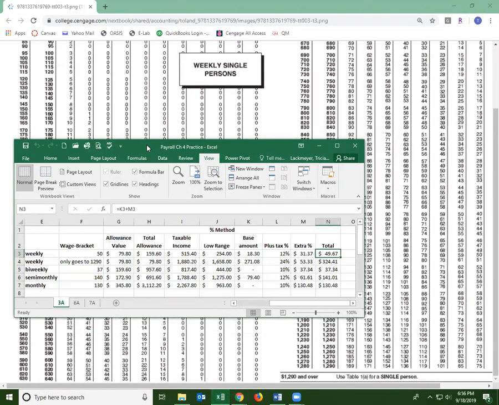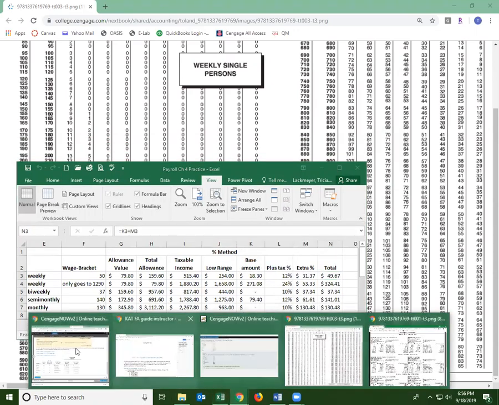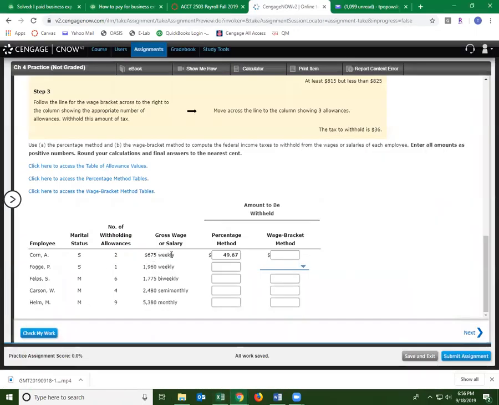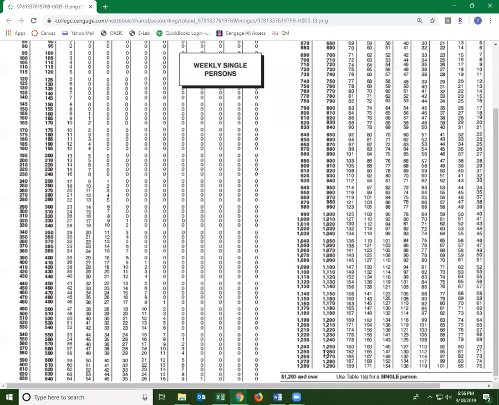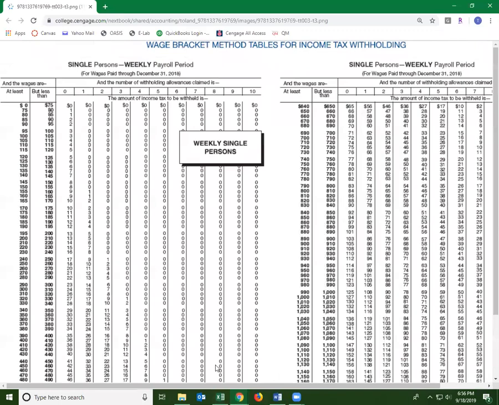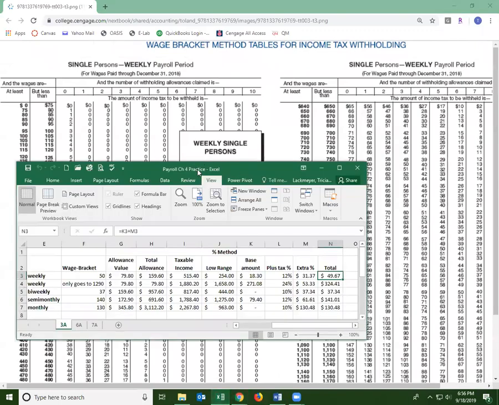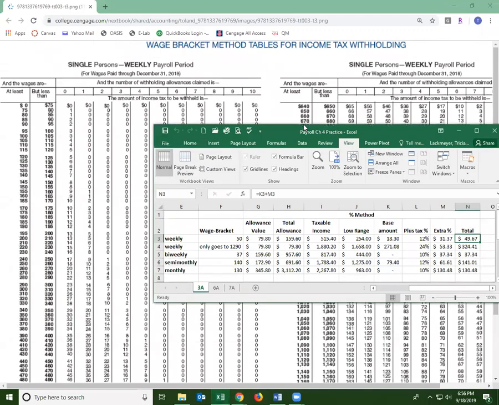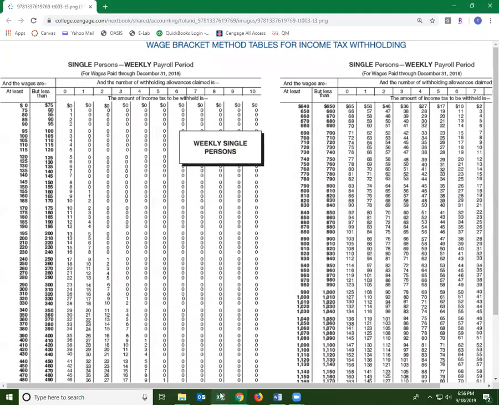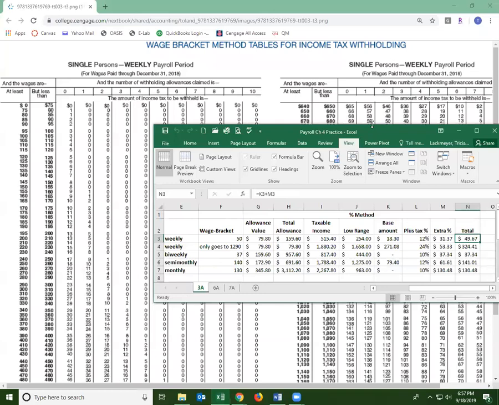This person's pay was $675 weekly. So I need to be over here. And when I look that up, 675 would be on this line here. So this person makes at least 670 but less than 680 with 2 withholdings, or 2 exemptions, allowances. So that returns 50. I'm on the line between 670 and 680.